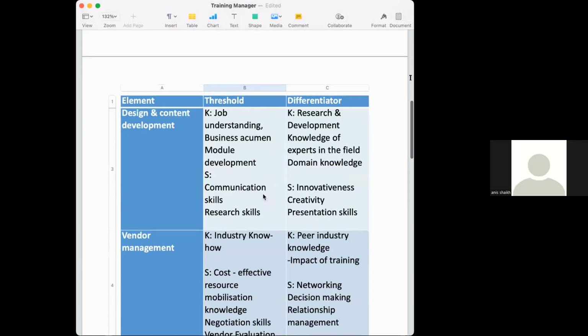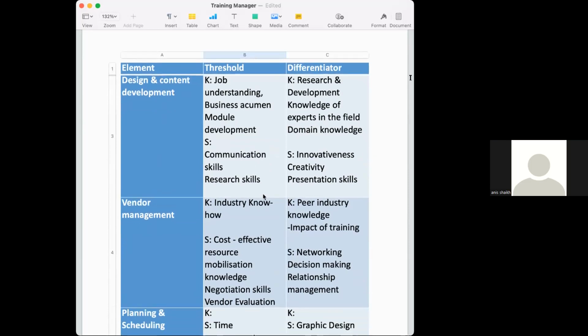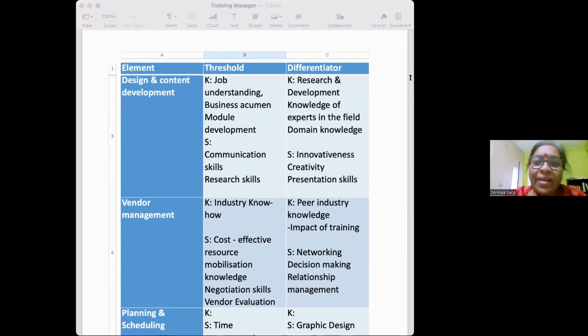Design and content development. At the threshold level, we thought job understanding, business acumen, model development. And the differentiator is research and development, the knowledge of an expert in the field, domain knowledge. Right. I think I will take it from you that yes, content development and design at various levels. So a wide variety of design and content development.